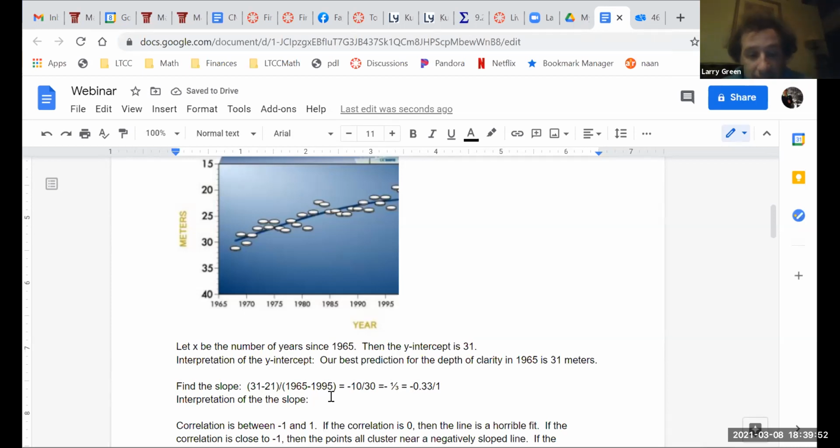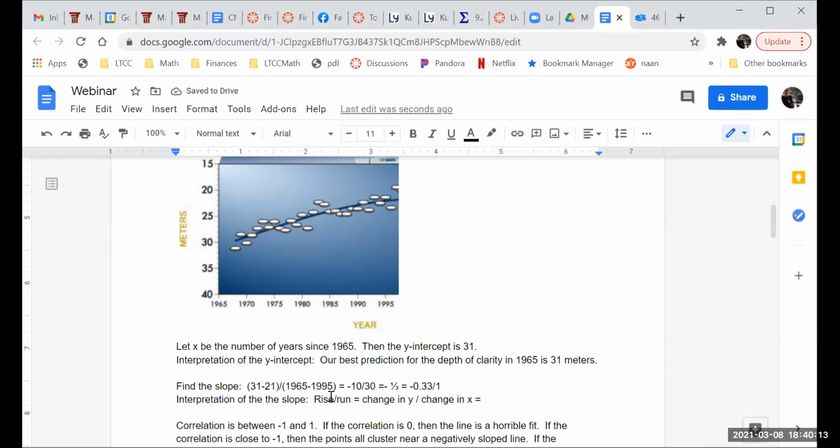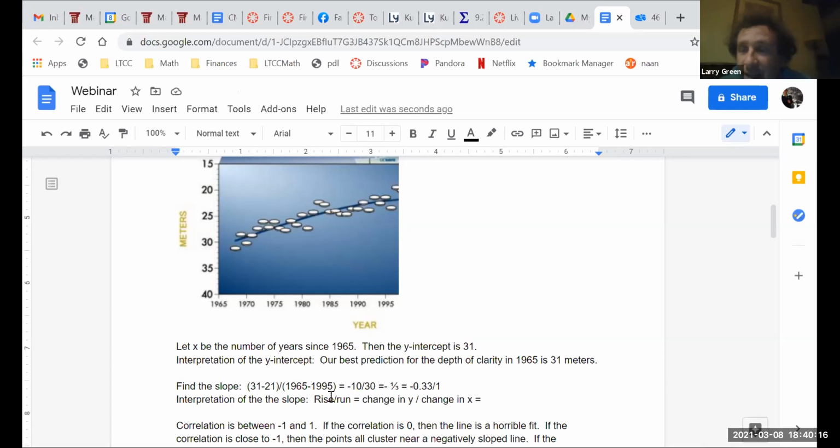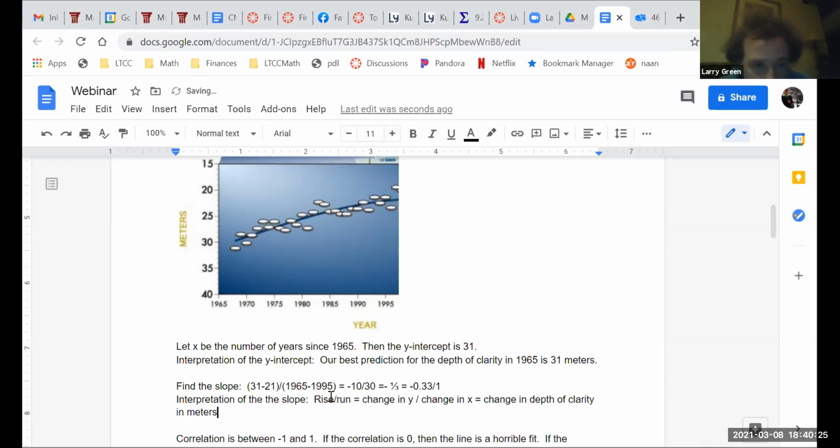So it's the rise over run. I'm going to write that down. The rise is a change in y over the run, which is a change in x. The change in y is the change in depth of clarity in meters. And the change in x is the years past. Any questions so far?